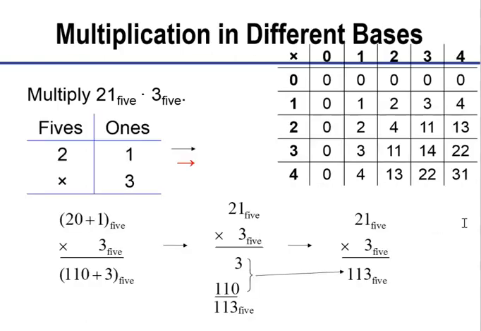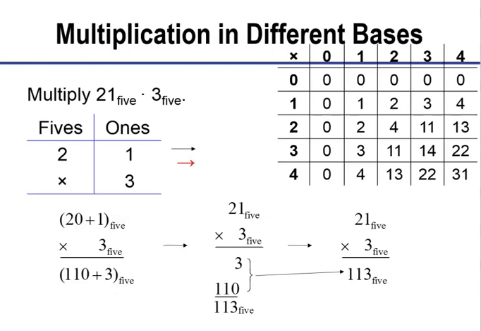Well, here we go. So look, we write it out. It helps you see this. A column for 5s and a column for 1s. So 2 1 means we have 2 5s and 1 1. Times 3 base 5, which is really 0 5s and 3 1s. You could write that in expanded form. 2 1 is really 2 0 plus 1, times 3 base 5.